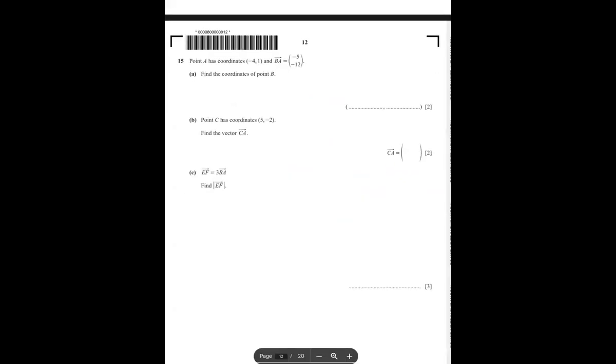Vectors. Okay, point A has the coordinates -1, 4. That means I can deduce the direction vector of OA. This is -4, 1. To find OB, I'm going to use the transiting method again. OB is OA plus AB. I go from O to A, and then I transit through A, and I go from A to B.